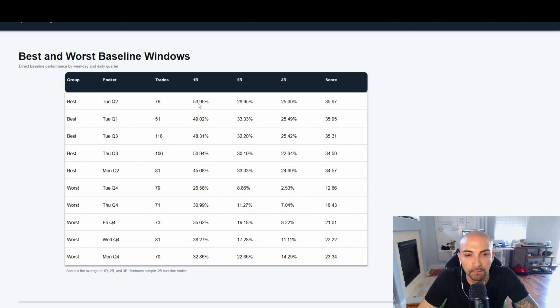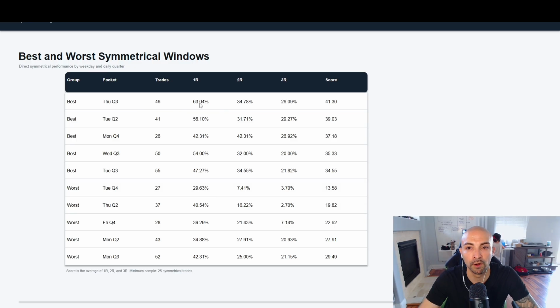Tuesday, Q2, 53%, or just about 54% actually, for a 1R. That seems like it's pretty much the best window. And then the best for symmetrical was Thursday, quarter 3, and we actually had a 63% 1R, which is pretty good.